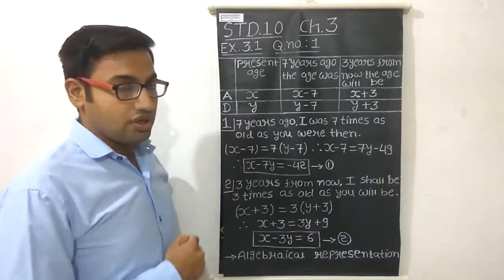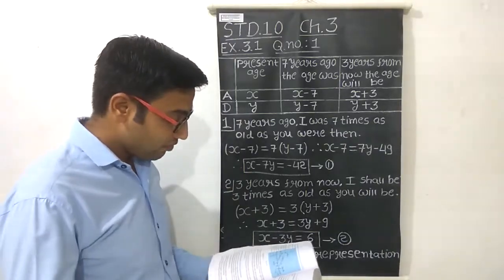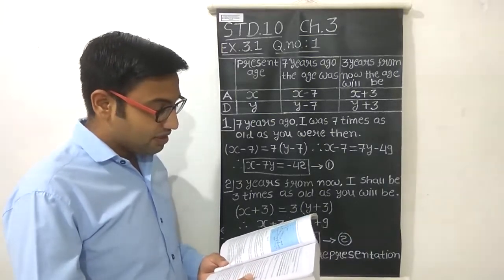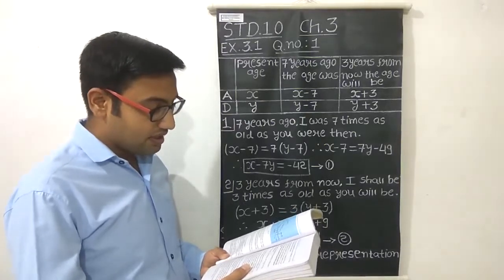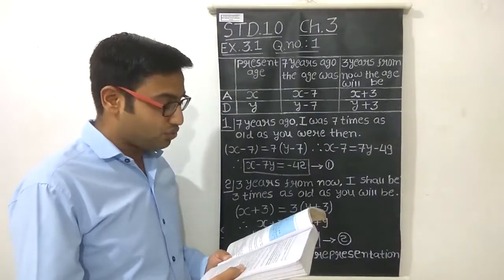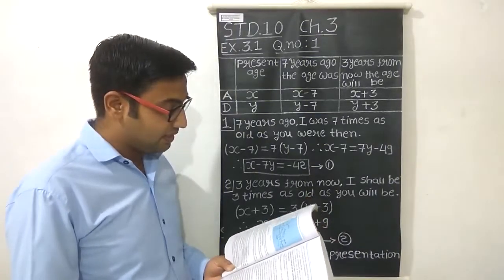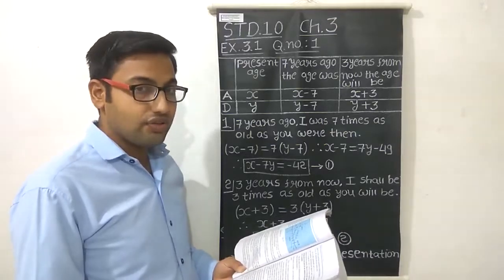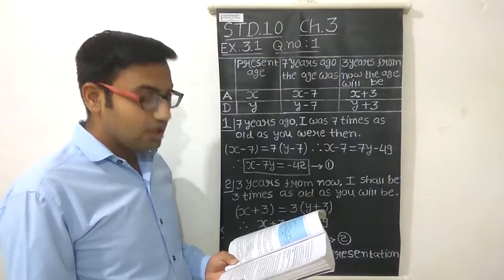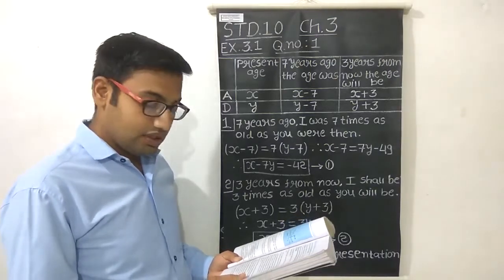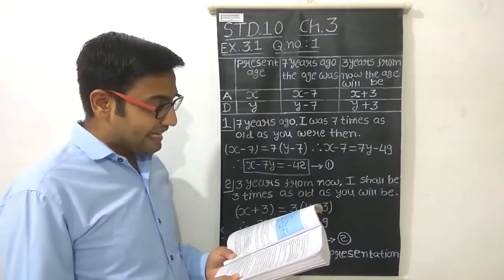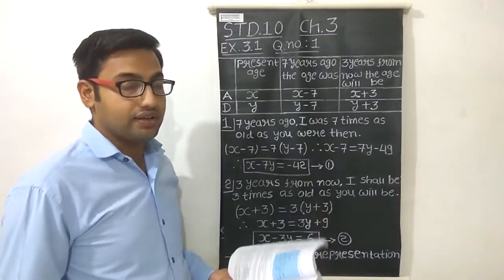And what is the question? See, listen to the question. Aftab tells his daughter, 7 years ago, I was 7 times as old as you were then. The statement is over. The next statement is also: 3 years from now, I shall be 3 times as old as you will be. This statement is also over. Represent this situation algebraically and graphically.